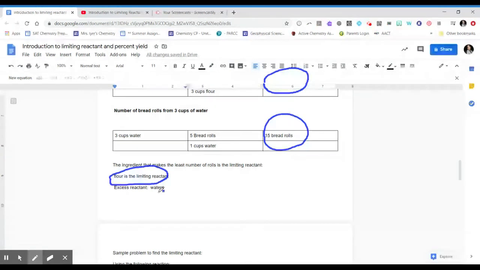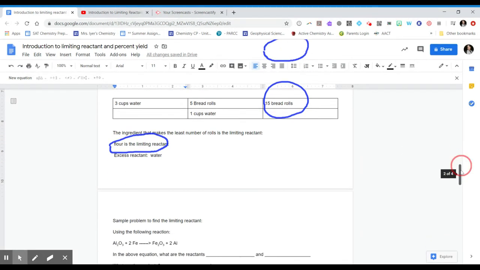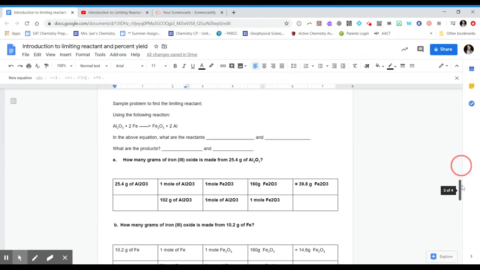So that's how you find out. You make a conversion between both your ingredients, find out how much product you make. The one that gives you the least amount of product would be your limiting reactant. Now let's transfer this information into a chemical equation.